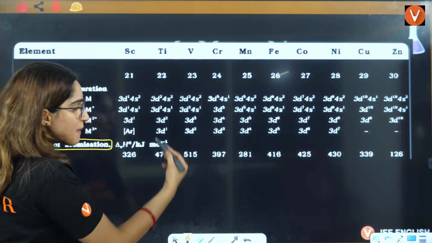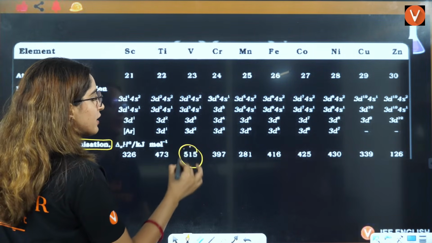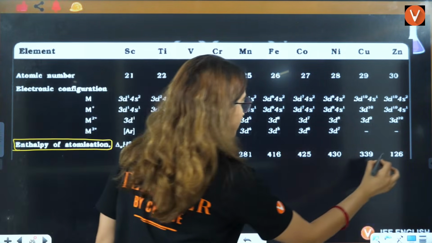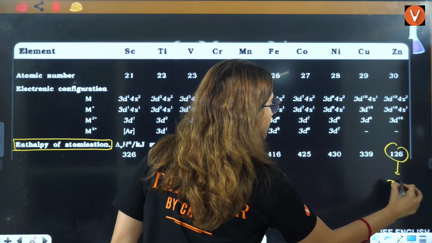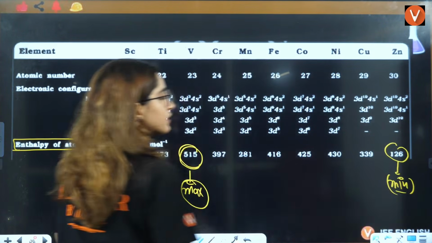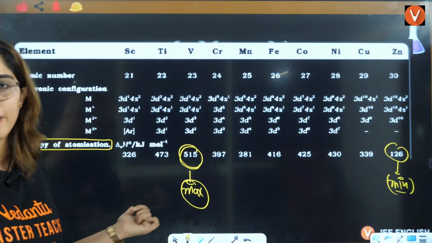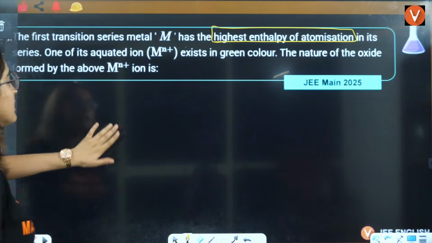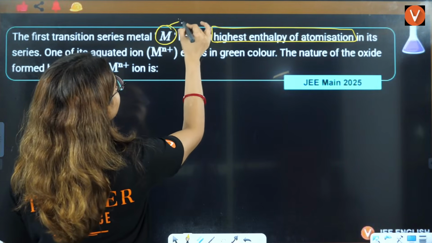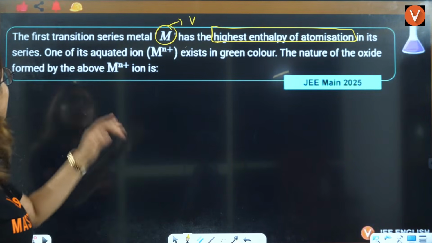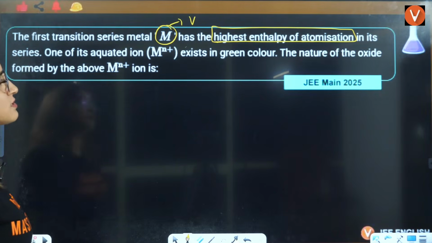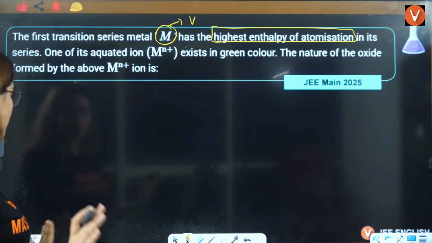So if you see, the maximum value here is for vanadium, and you should also know the minimum value, right? The minimum value is for zinc. So the maximum value is for vanadium. That means it is clear to us that they are talking about vanadium here, right? This metal is nothing but vanadium. In its series, one of its ions, we don't know which, exists in green color.